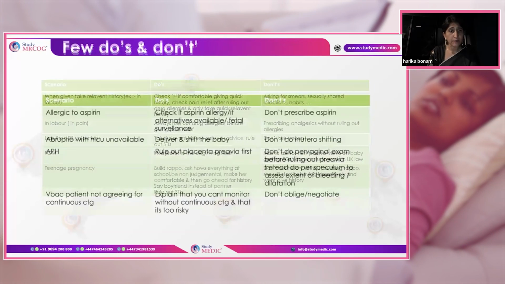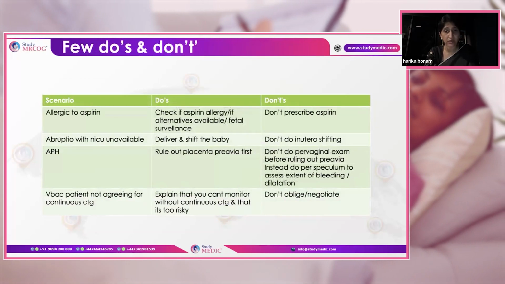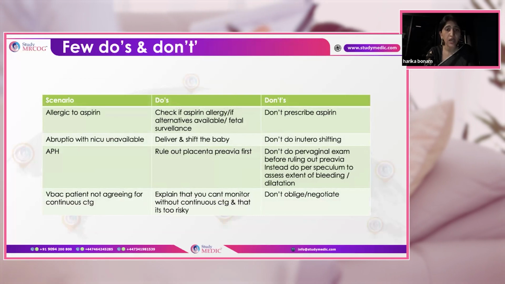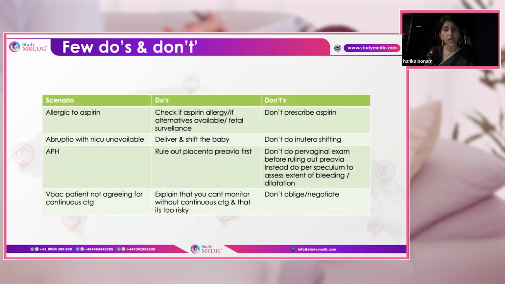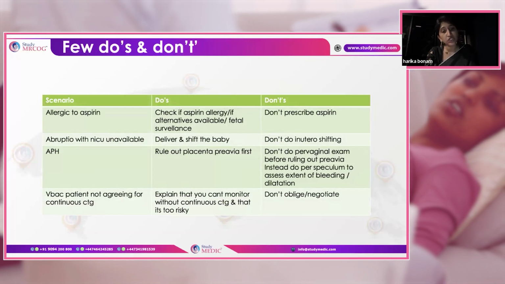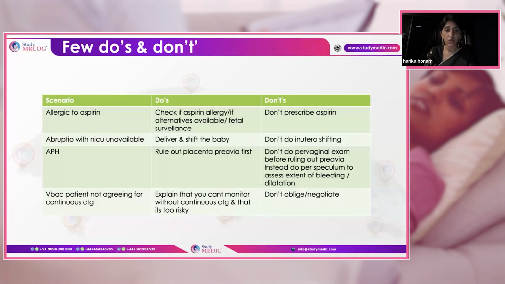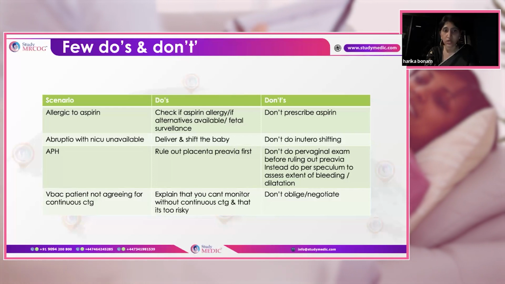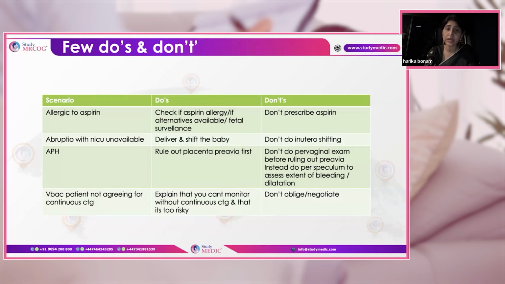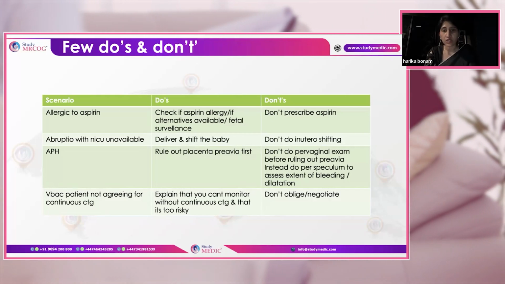Coming to a few more do's and don'ts. Allergic to aspirin, you have to check. Some candidates will not check and then just prescribe aspirin. If she's allergic to aspirin, you have to check for alternatives or do fetal surveillance. Do not prescribe aspirin. If the patient comes with abruption and NICU is unavailable, don't say NICU is unavailable and shift her to another hospital. An abruption patient who is shifted to another hospital will end up having an intrauterine death. So deliver the baby and then shift the baby to the other hospital.